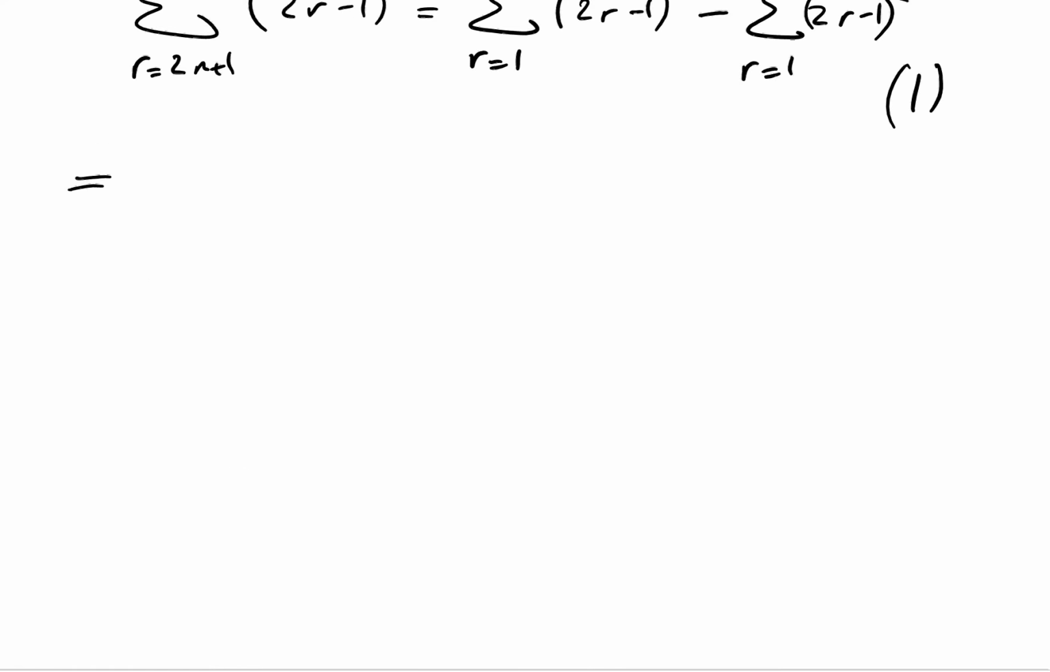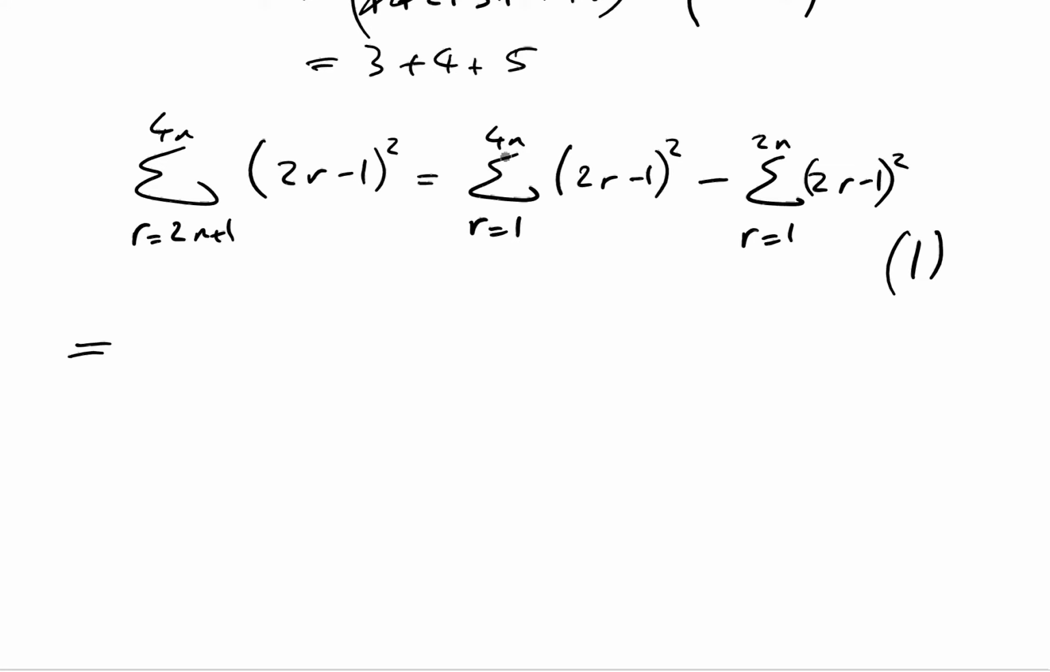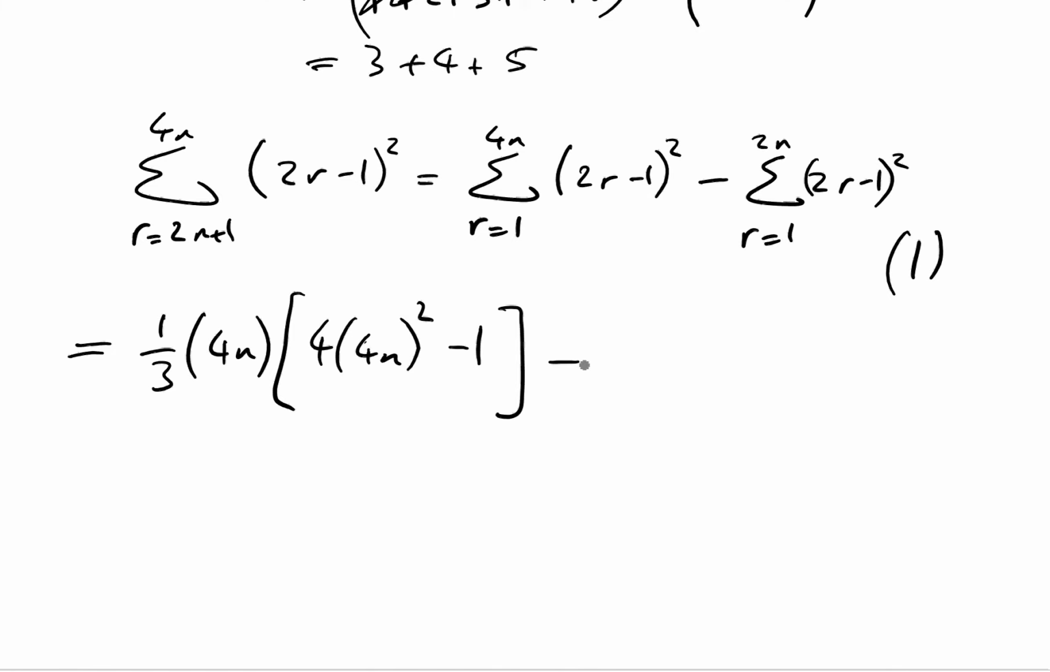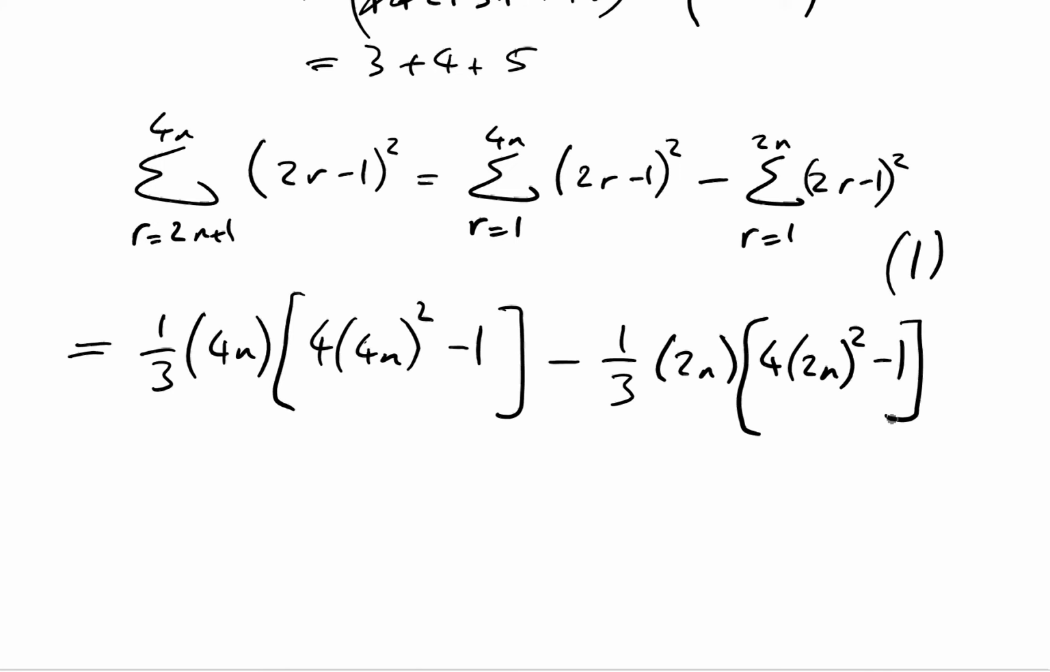So let's look at this thing first. The thing up here is 4n, so we've got a third, 4n, times by 4, 4n squared minus 1. And then we take away a third. This thing now is 2n. So where before we had 4n, we now have 2n. 4 times 2n, all squared, minus 1. And summing that correctly gets us another mark. So that's 2 marks out of 3 already.